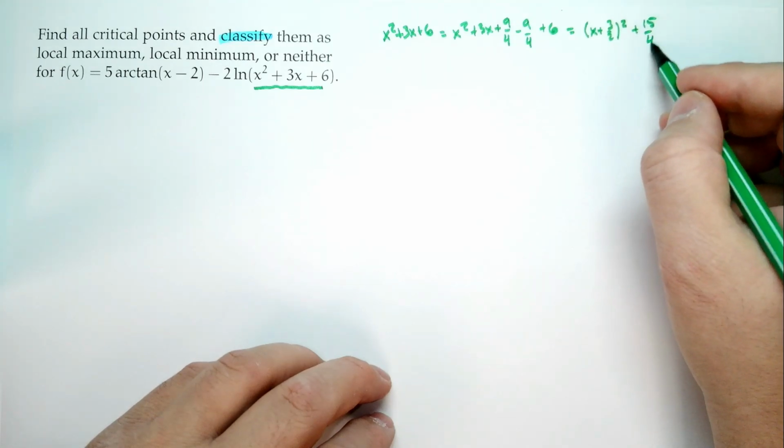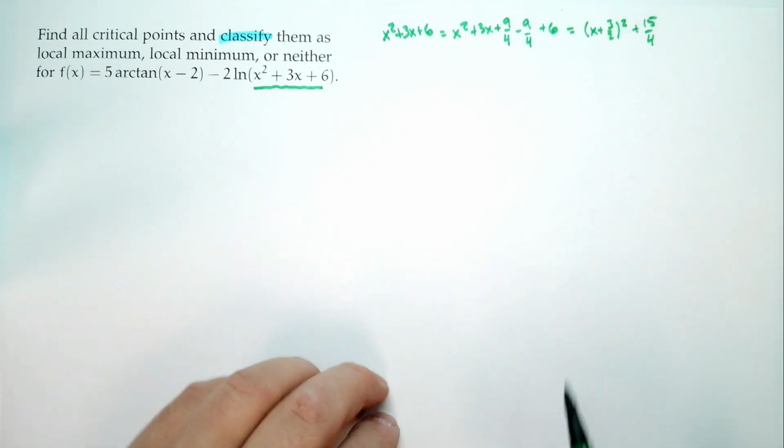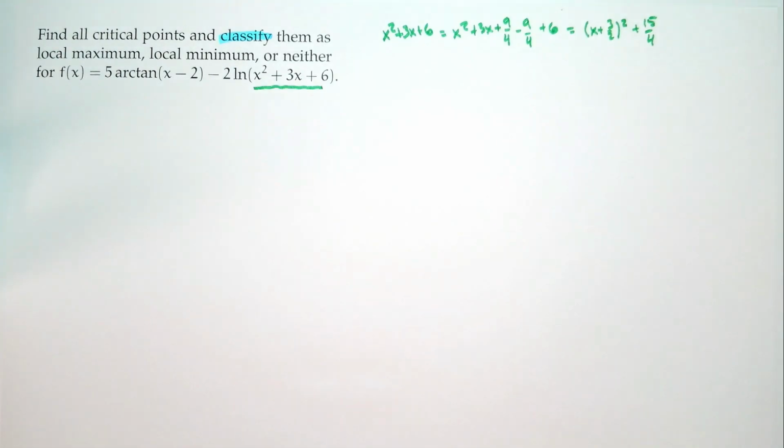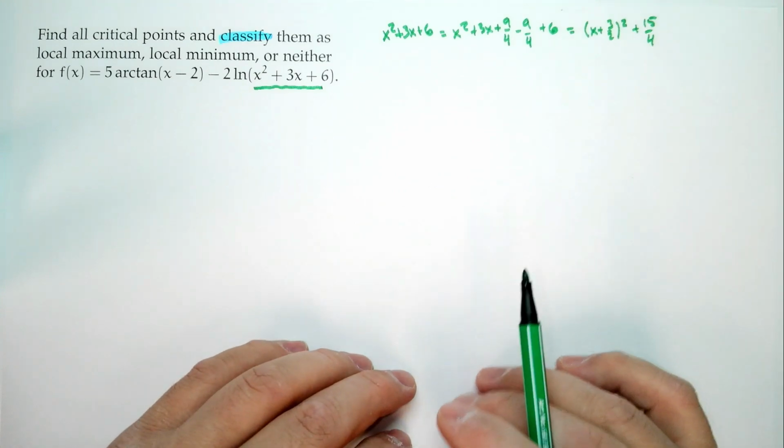Now the important thing is, this first part is always greater than or equal to 0. And 15 fourths, that's definitely greater than 0. So the whole expression will always be positive, and therefore, what we plug into log is good. All right. Now what if you didn't do that? What's another thing you could do?